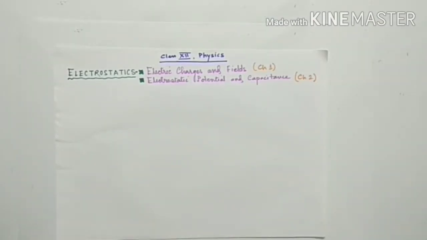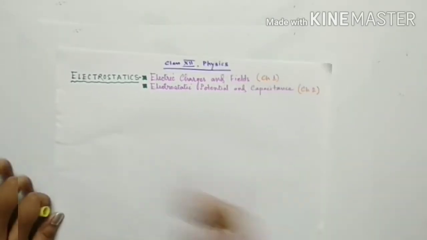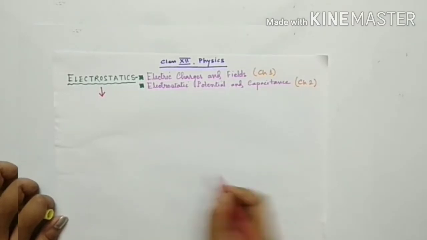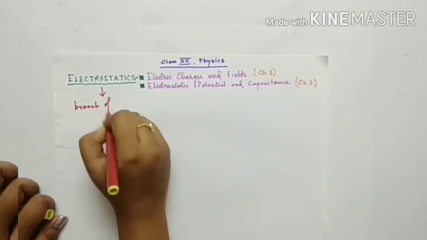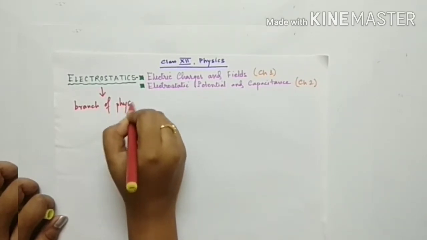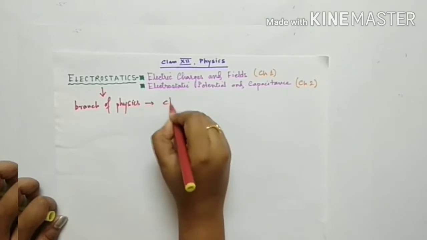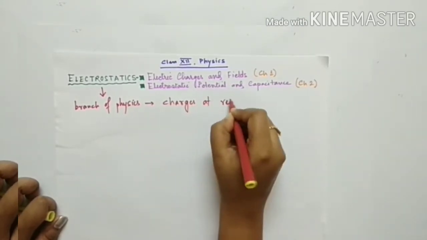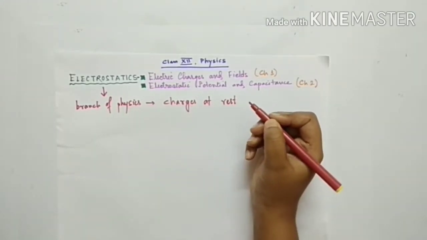First of all, before starting the first chapter, let us understand what is the meaning of electrostatics. Electrostatics is the branch of physics which deals with charges at rest.